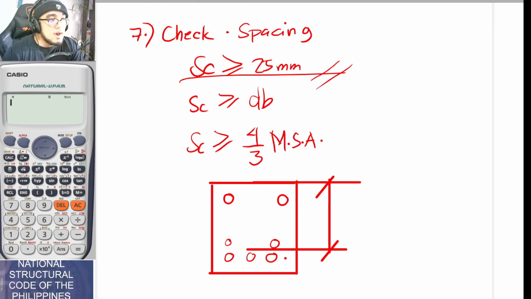Okay, so we will have an example problem in the next video. I think it is already 30 minutes, so our sample problem for the design of our doubly reinforced beams will be in the next video.